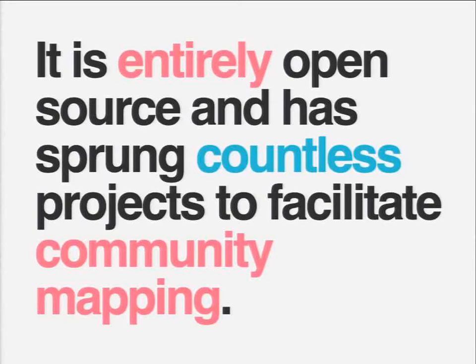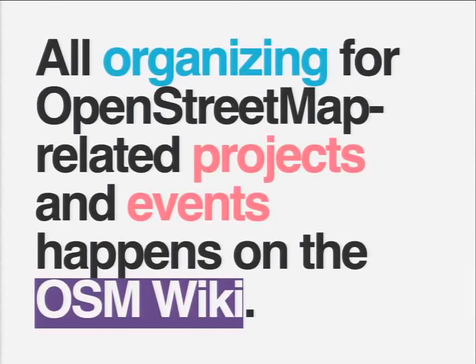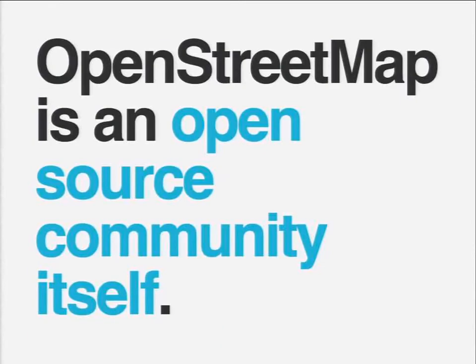It's frankly incredible. Other than Wikipedia, I can't think of any other community project that's been as successful. All organizing for OpenStreetMap-related projects and events happens on an open wiki that anyone can edit. OpenStreetMap is, in itself, an open source community. It is an open source community designed to create and maintain an open source data set. How cool is that, right? It's like open source inception.